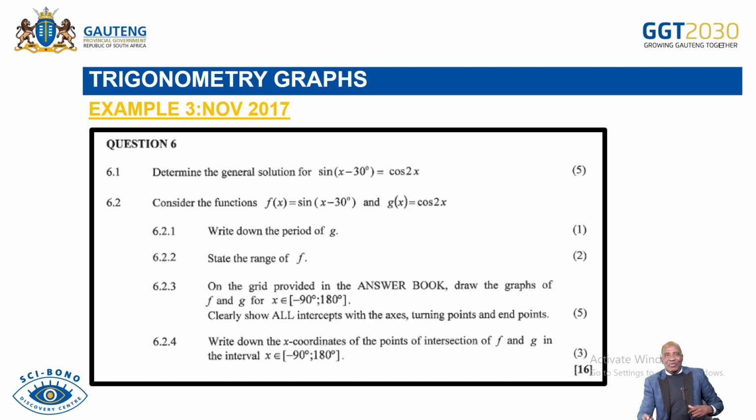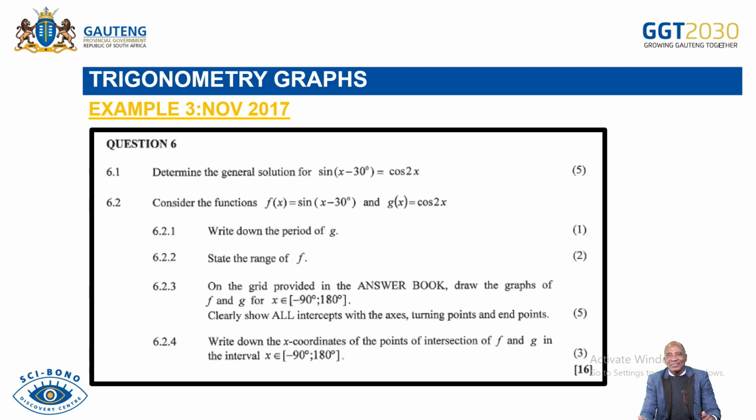Right. We're moving on to the next question. This one is very interesting because it's a typical examination type of question. It's a past examination type of question. Right. This question says, determine the general solution for sine of x minus 30 degrees is equal to cos of 2x.